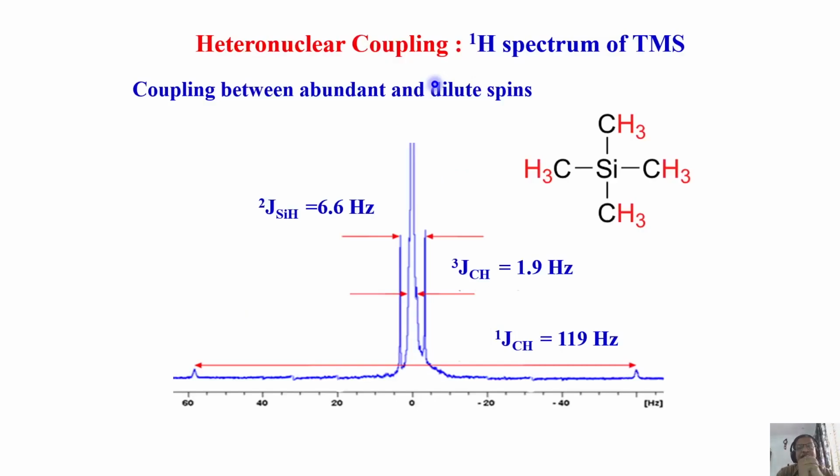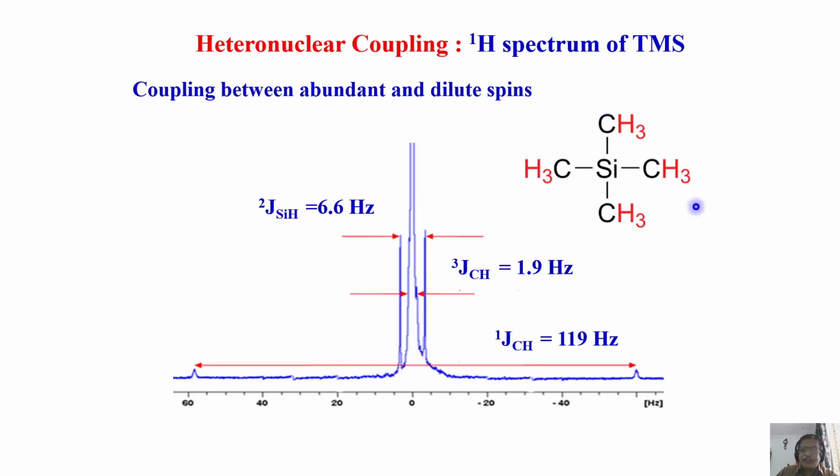Now, this type of satellite analysis I want to show you with one or two more examples. For example, look at tetramethylsilane. Now, the abundant spins are protons. Carbon is 1% abundant. Silicon is also about 4% abundant. Very small percentages. Now, where should we see silicon? We should see it as satellites.